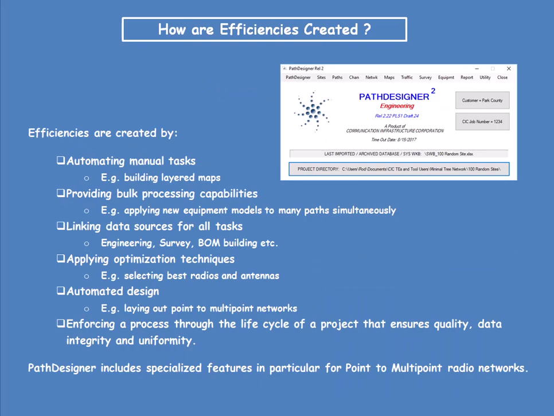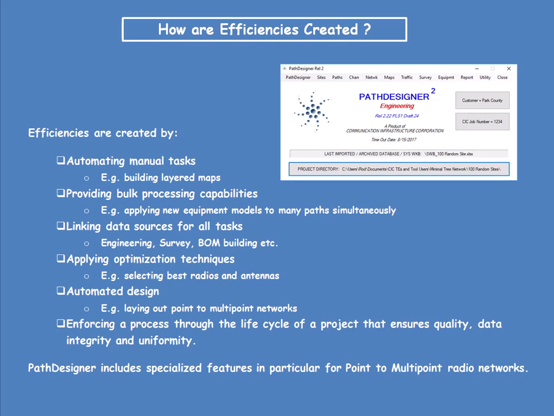Efficiencies are created by automating manual tasks, as an example, building layered maps. There are many examples. Providing bulk processing capability, an example is applying new equipment models to many paths, hundreds of paths simultaneously.